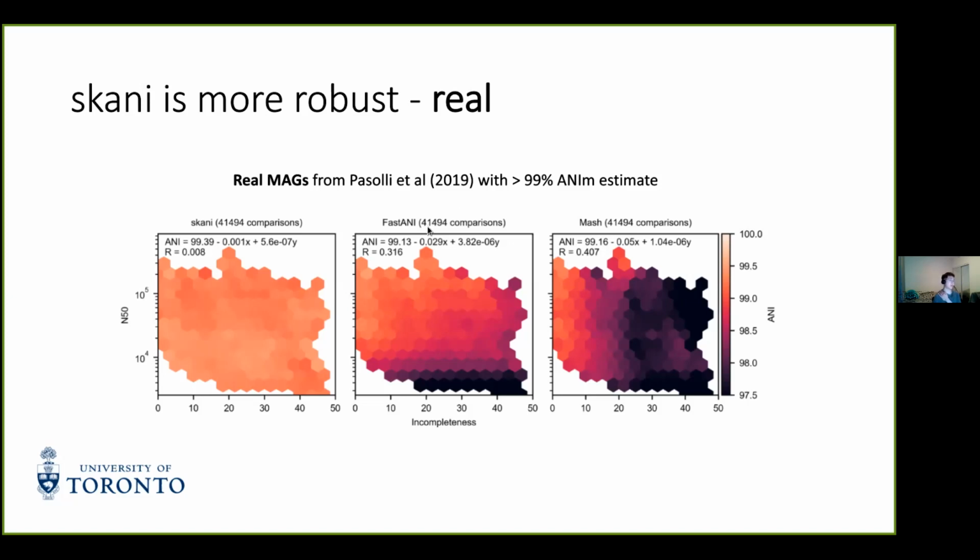And as you can see here, fastANI and Mash still have this bias issue. As the N50 in the genomes goes down, fastANI starts to go black here, which means that the ANI is being underestimated. Mash, as it gets more incomplete, you can see the darker regions forming, and this is due, again, to underestimation of ANI. Whereas if you look at skani, it doesn't show such a pattern.